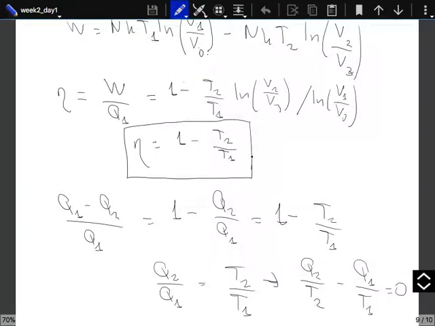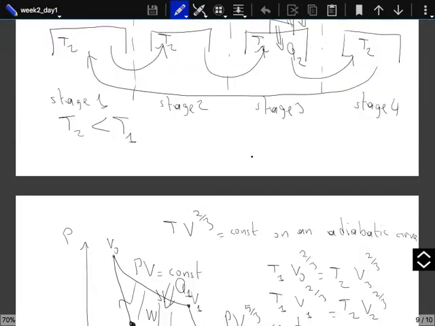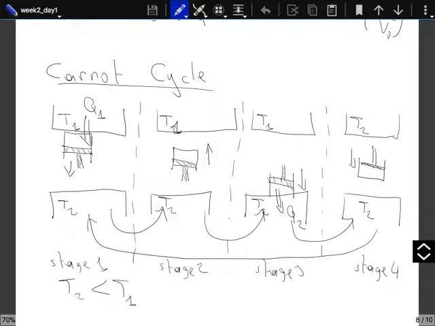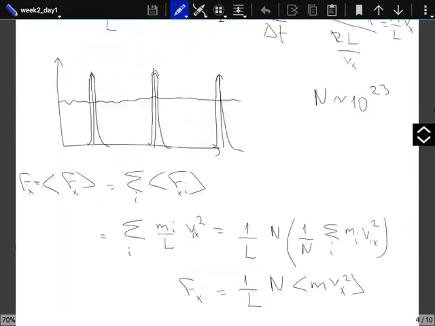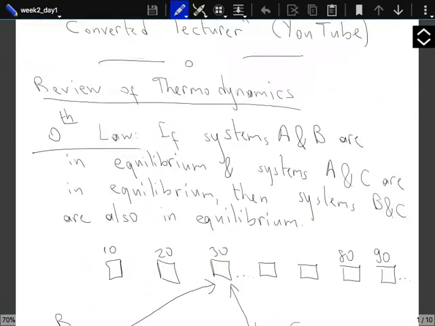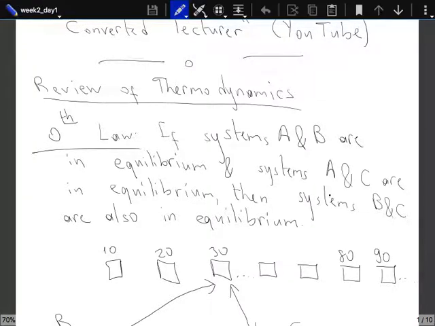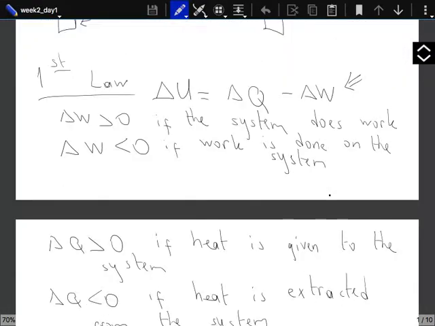Okay, so if we would just review what we had done yesterday, we had started with discussing thermodynamics. We started with the zeroth law, which basically states that we can define a temperature. We can talk about the temperature. And then we looked at the first law.